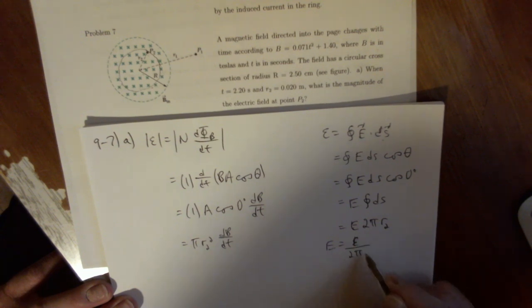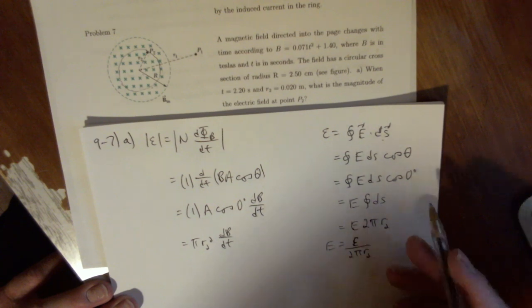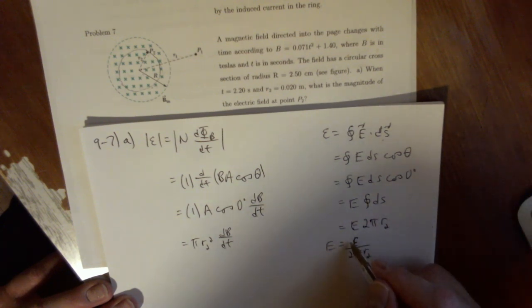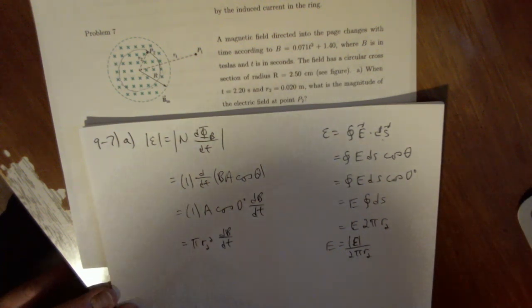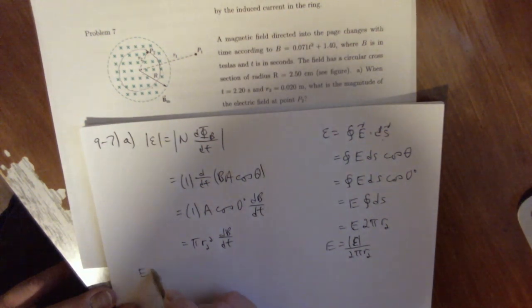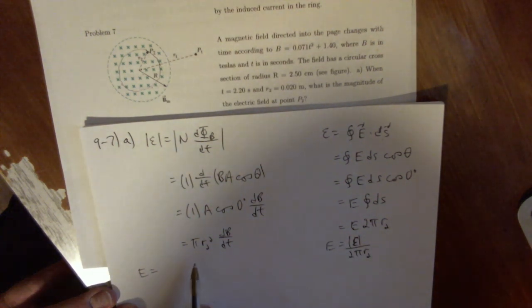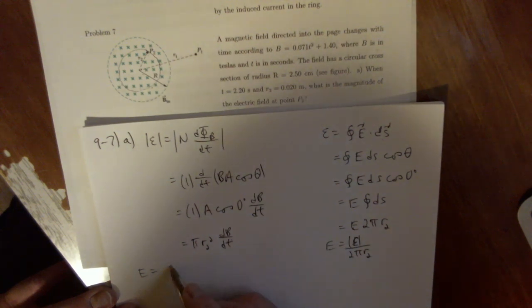2 pi r2. And I'm not interested in direction here, so I'm just going to take, I mean, the E field is the magnitude, so I really should take the absolute value. Good. So I calculate the E field, which is the EMF over 2 pi r2. This is the EMF, so I plug this in for EMF. It's pi r2 squared dB dt, and divide that by 2 pi r2.